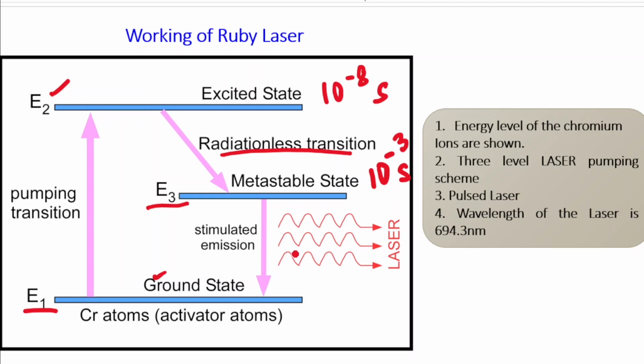The transition from this metastable state to ground state radiates photons which, after repeated reflection by the mirrors of the laser cavity, get amplified largely to an intense beam, and hence we get an intense, highly directional coherent beam of red light of wavelength around 694.3 nanometer. It emerges from the partially silvered end of the ruby rod as a laser beam. Now remember that it is a pulse laser.